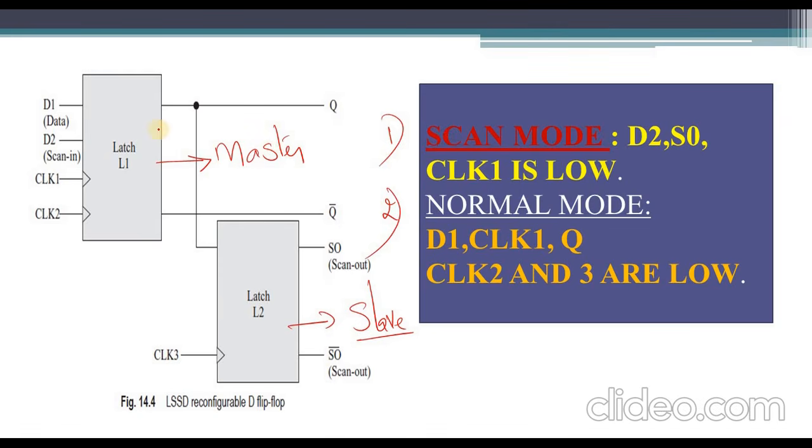In scan mode, D2 acts as a scan in, and S0 acts like a scan out. Here clock 1 is low. Totally we have 3 clocks: clock 1, clock 2 and clock 3. In case of a scan mode, only clock 1 is low, and clock 2 and clock 3 are high. Normal mode is just the opposite. Clock 2 and clock 3 are low, and clock 1 is high. Here D1 acts like an input. So D1 is the input and Q is the output in case of a normal mode.